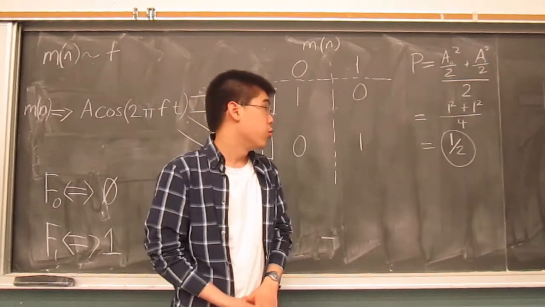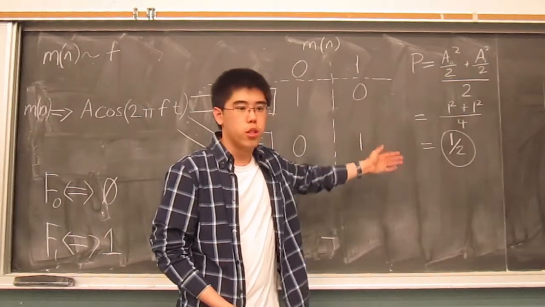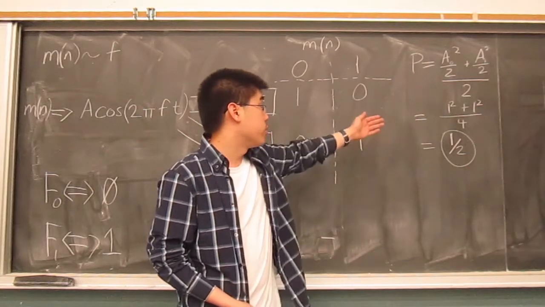To ensure a fair comparison, we've ensured to use the same power, 1/2, for FSK. In this case, the amplitude is just equal to 1.